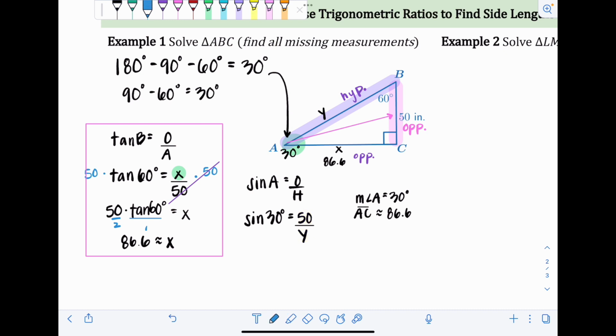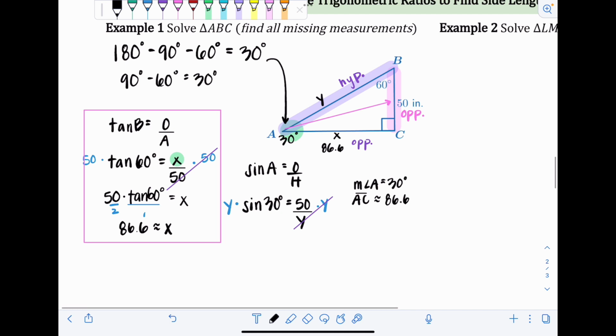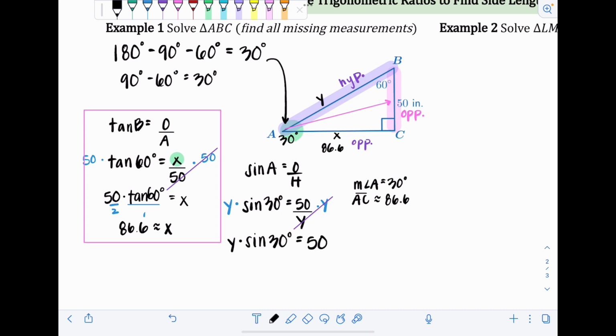So first I have to be able to get the variable out of the denominator. So I would cancel out dividing by y by multiplying both sides by y. So then the multiplying by y and dividing by y cancels out. And then I have y times sine of 30 degrees is equal to just a 50 over here. And then my goal is to get that y isolated, get it by itself. And right now the sine of 30 is being multiplied by it. So to undo multiplying by sine of 30, I would have to divide both sides by sine of 30 degrees.